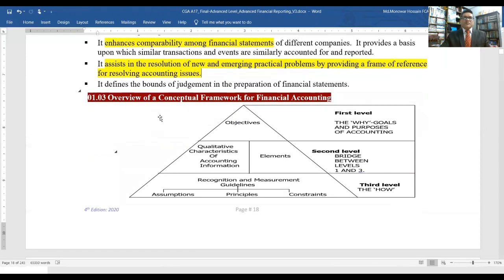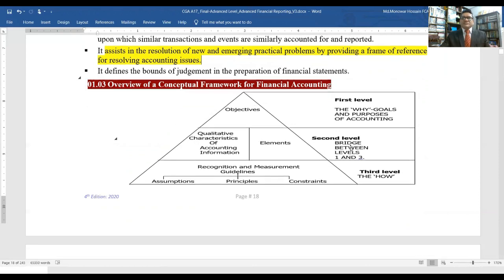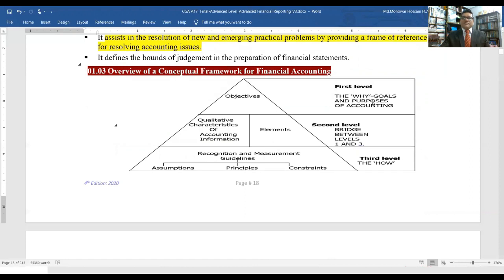So, the overview of a conceptual framework for financial accounting has 3 levels. The first level is the objectives: the why, the goals and purposes of accounting. The second level bridges level 1 and level 3: the elements and the qualitative characteristics of accounting information. The third level is the how: recognition and measurement guidelines, assumptions, principles, and constraints.